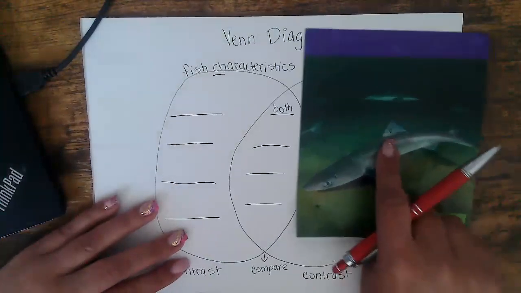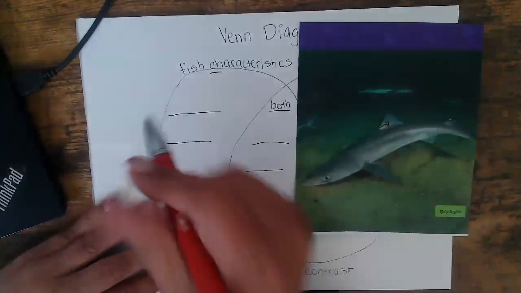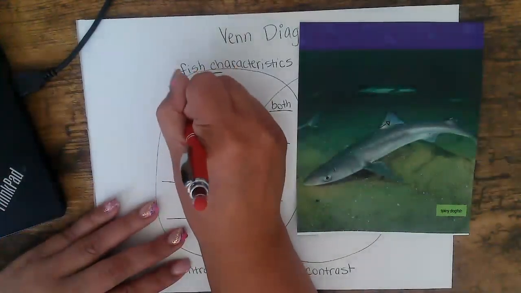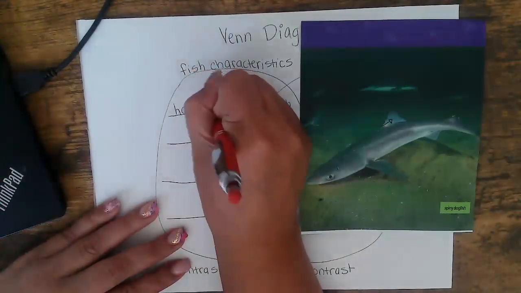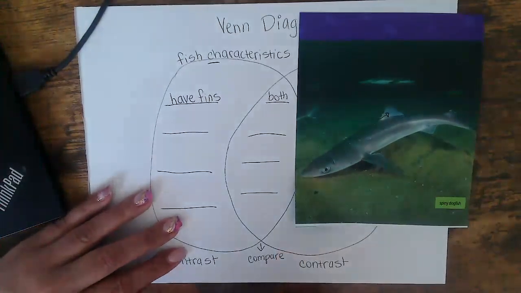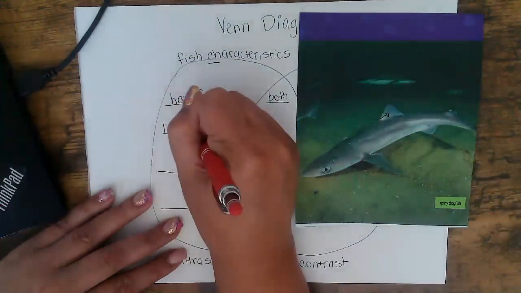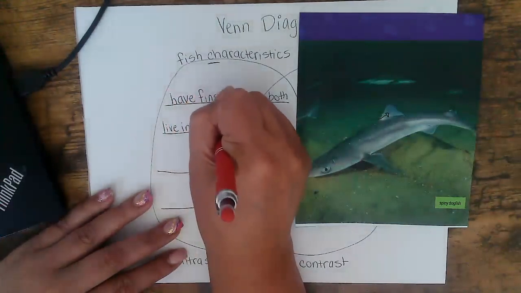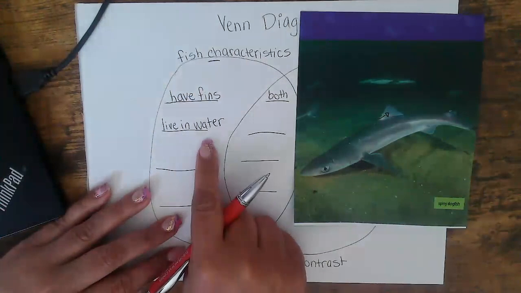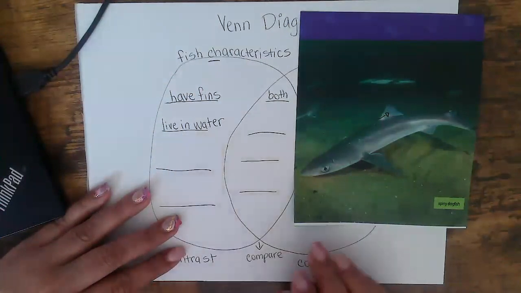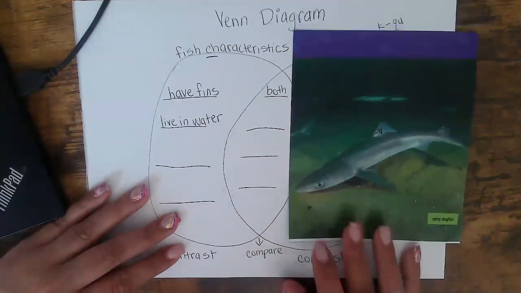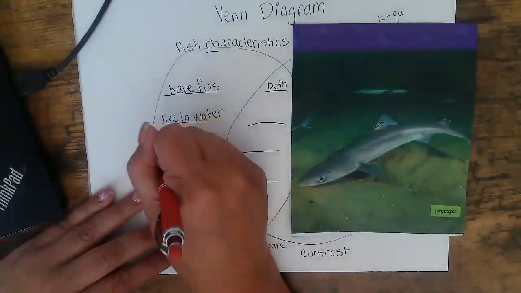I'm gonna focus on this right here. I'm going to put, they have fins. I'm going to write, and yours could be different. They live in water. So it could be the ocean, it could be a river, it could be a lake. Fish live in water. I'm going to put that fish swim.